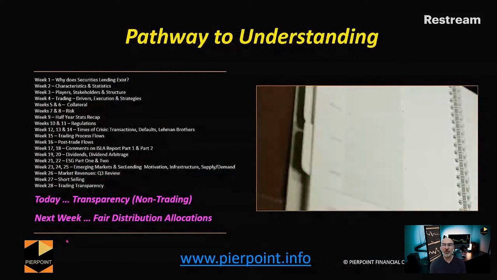So these are the previous 28 weeks. Today we're talking about transparency in a non-trading sense. Next week, we're going to be talking about fair distribution and how those things get allocated. So if you have multiple lenders with the same positions, how do you decide who gets that loan?